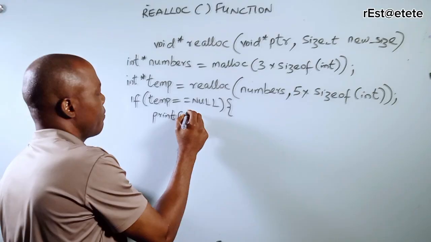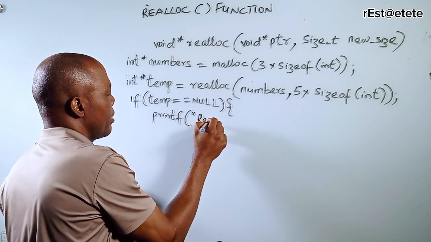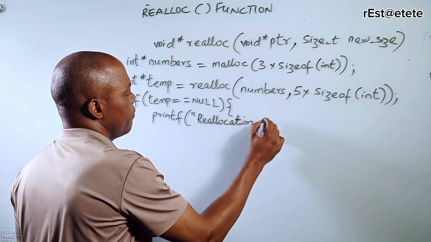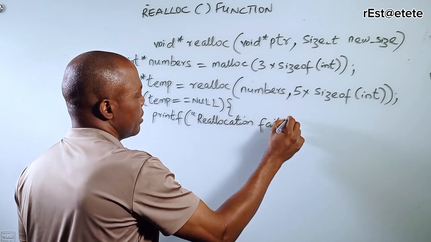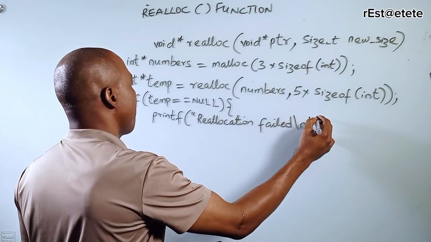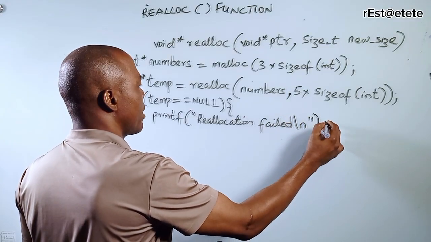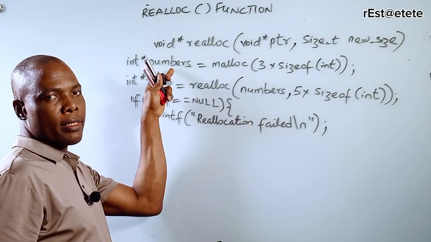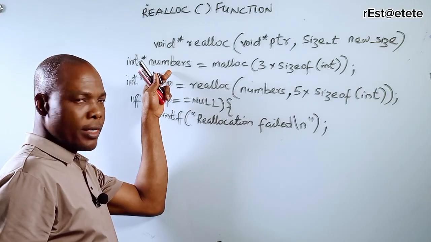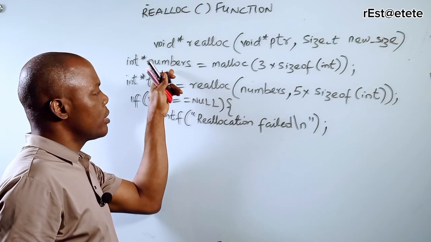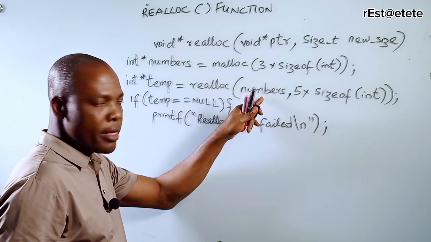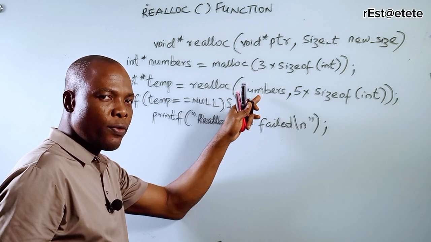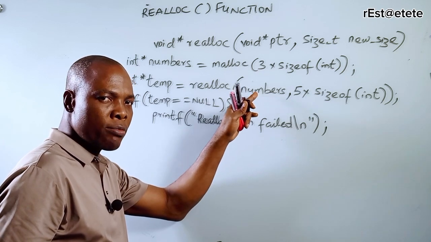printf("Reallocation failed\n"); But if it fails, I still have my numbers pointer. So I have to free it. This is my temp, and this is my numbers pointer. If the reallocation fails, I still have this numbers pointer. So I have to free it before I can return. Otherwise, it will cause a memory leak.